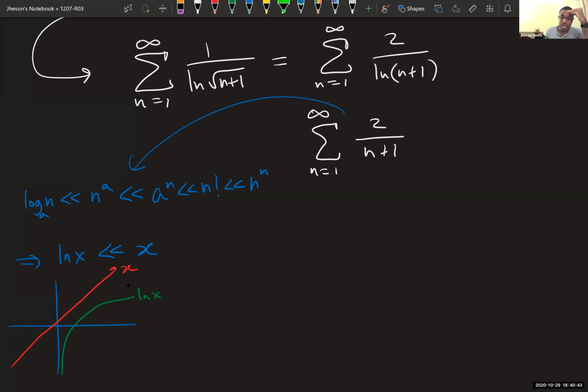And in fact, I would know now, because my n plus 1 is larger than my ln, what can you say about this? What direction does this go in? Which one of these series is bigger? The top one or the bottom one? Top one. The top one is bigger because it has a smaller denominator. So this goes that way.